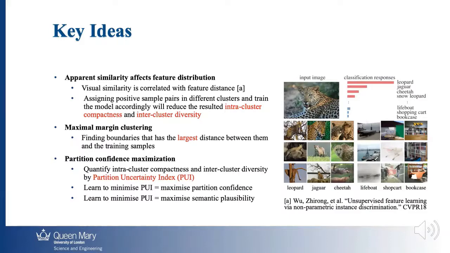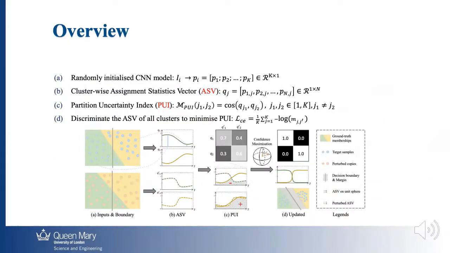With such observation, we made the assumption that assigning semantically similar samples into different clusters will reduce the within-cluster compactness and between-cluster diversity. In other words, it will lead to less separable clusters. Inspired by maximal margin clustering, we propose to quantify the cluster separability by partition confidence using a new partition uncertainty index. By explicitly minimizing such index, we train our model to learn the most separable clusters so as to improve their semantic plausibility. Here is an overview of our proposed model.